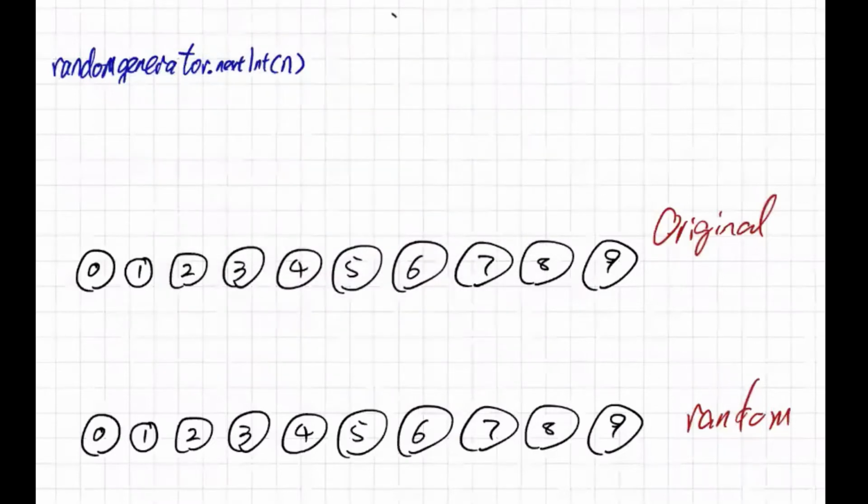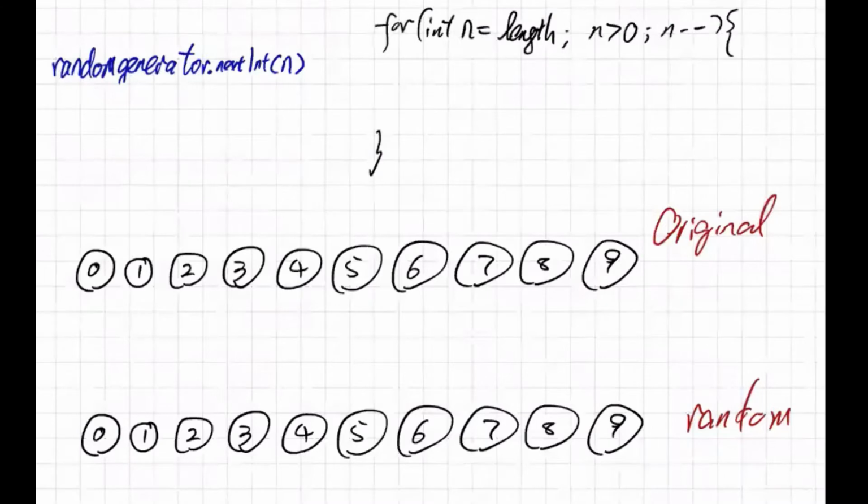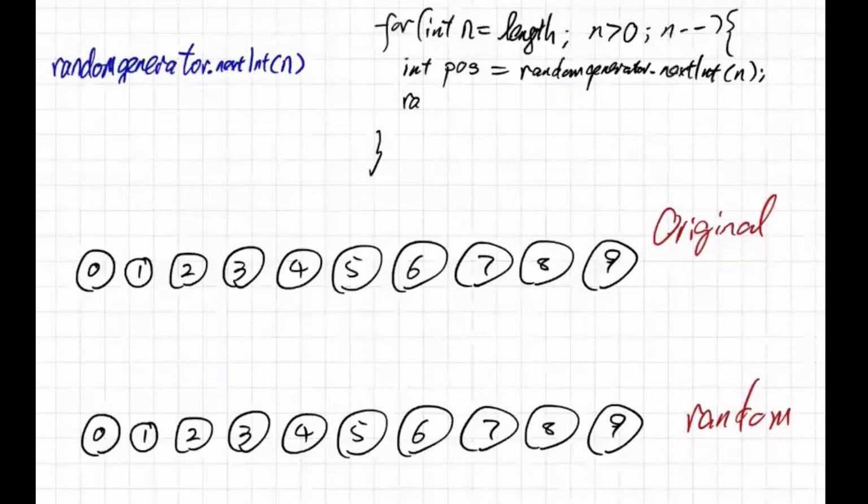So we're going to use the for loop. The for loop actually goes from n to the length of the array. And we're going to generate a random number, let's say a random position called position, using a random number generator. Next, int n, random array, position, which is n minus 1, the last one, equals original array, position.